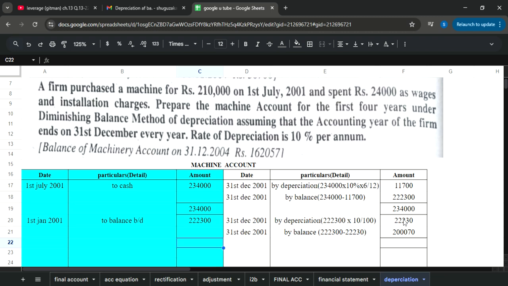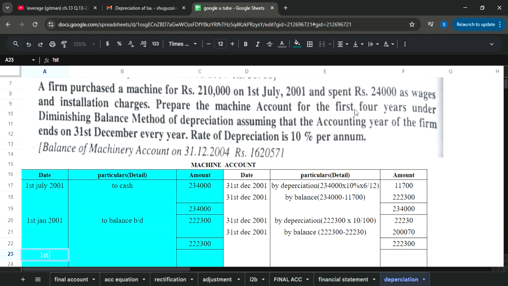Now let's check it out. Our total over here was 2,22,300 and now we will see the total of balance plus depreciation. Again balance plus depreciation. So we have got 2,22,300. Now it's safe to proceed to the next year. For how many years are you required to do that? For the first 4 years. This is your third year.